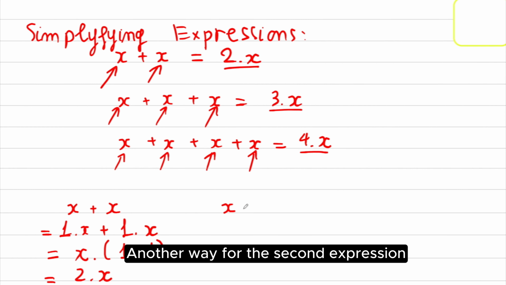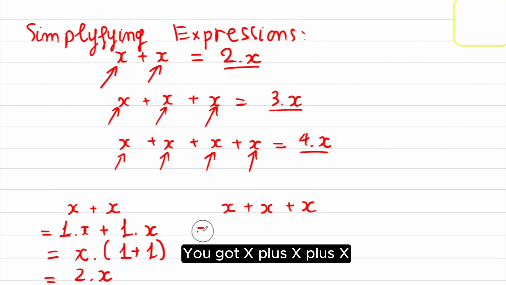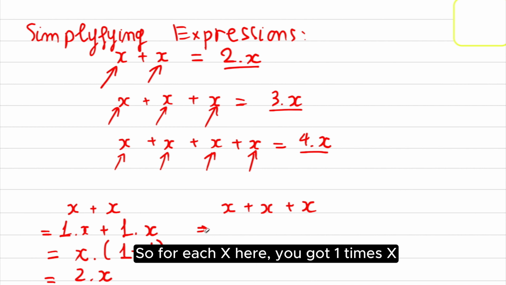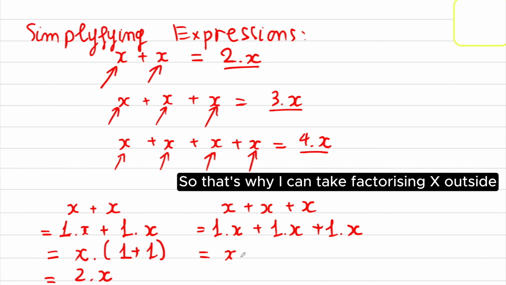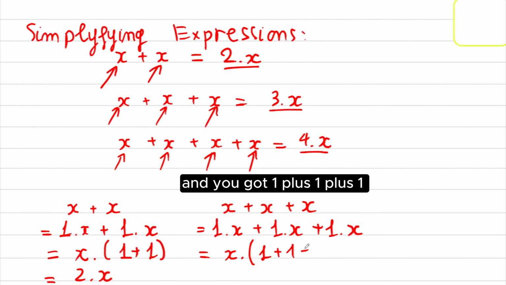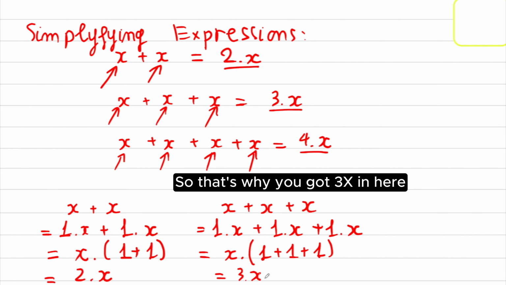Another way for the second expression, you got h plus h plus h. So for h here, you got 1 times h, 1 times h, and 1 times h. So I can take factorizing h outside and you got 1 plus 1 plus 1. So that's why you got 3h in here.